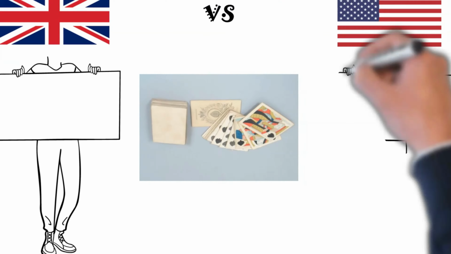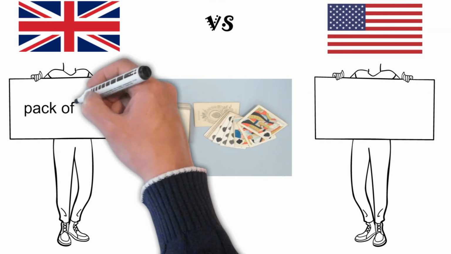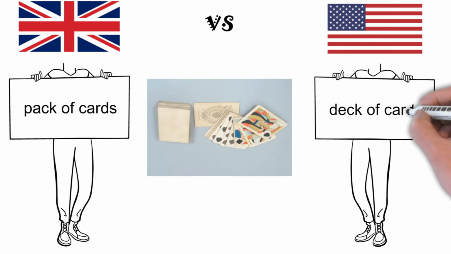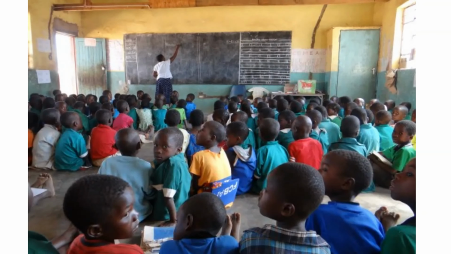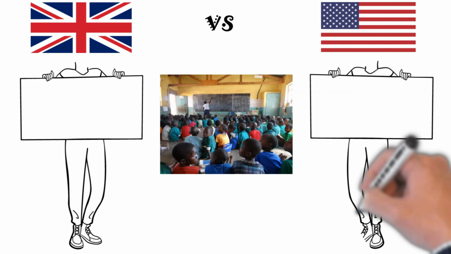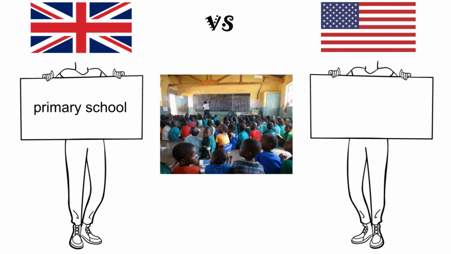But let's see, in British, we call it pack of cards. In American, we call it deck of cards. In British, we call it primary school. In American, we call it grade school.